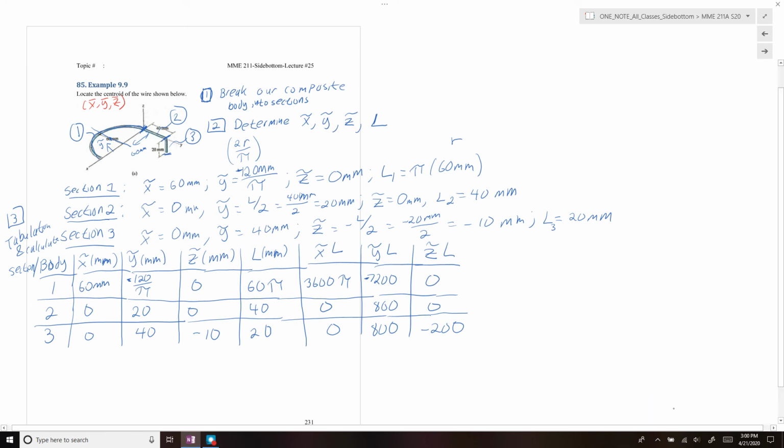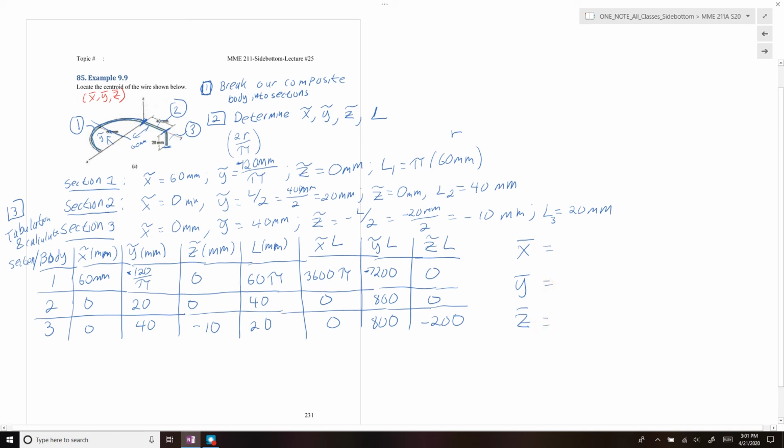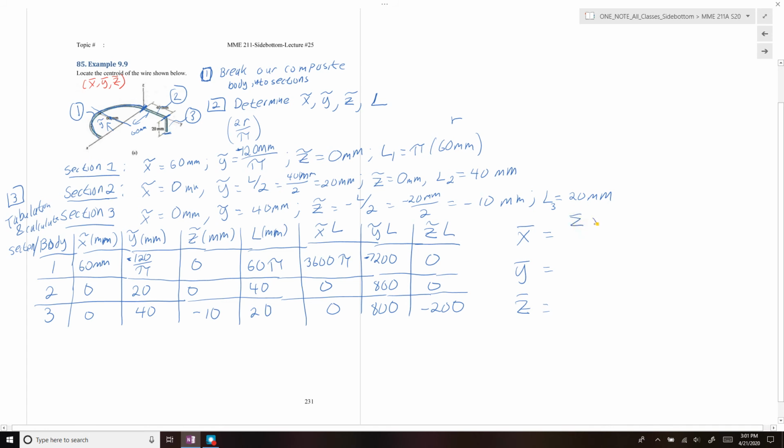Alright, so to calculate our x bar, y bar, and z bar for the wire, we need to apply the three equations for the centroid. For x bar, it's equal to the sum of all the x tildes times the length divided by the sum of all the lengths. The y bar is equal to the sum of all the products of y tilde times the length of each segment divided by the sum of all the lengths. And z bar is equal to the sum of all the z tildes times their lengths for each section divided by the total length.